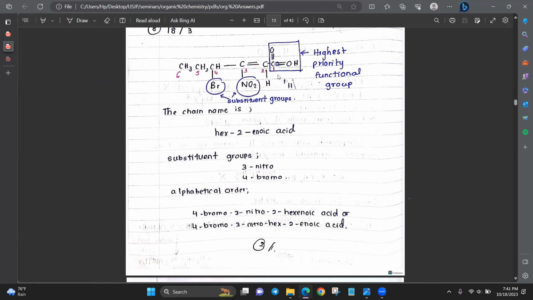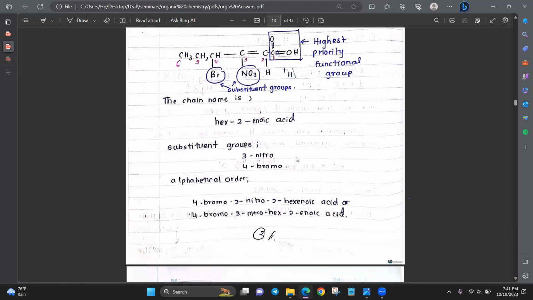And then when we consider the stem name, there is a double bond between C2 and C3. The lowest carbon number will be used when we are naming. So hex-2-enoic, there are 6 carbons, so it's hex-2-ene. In the second carbon there is a double bond, oic acid. That is the stem name. Now we come to substituent groups. 3-nitro, 4-bromo. This is how we are naming the substituent groups.